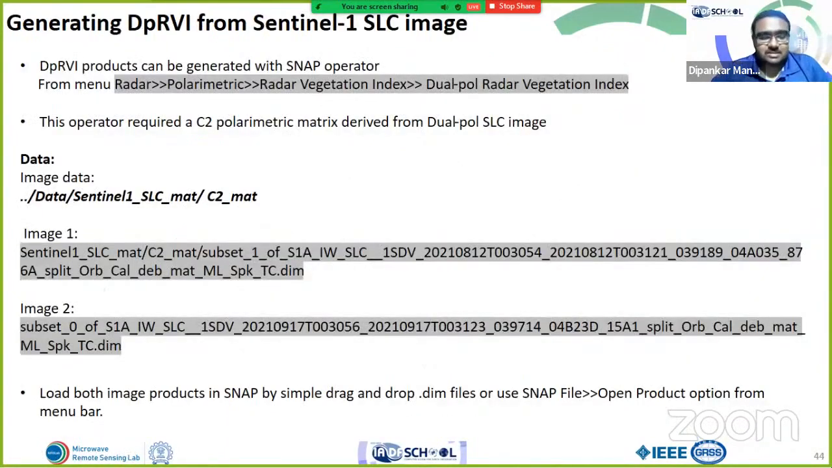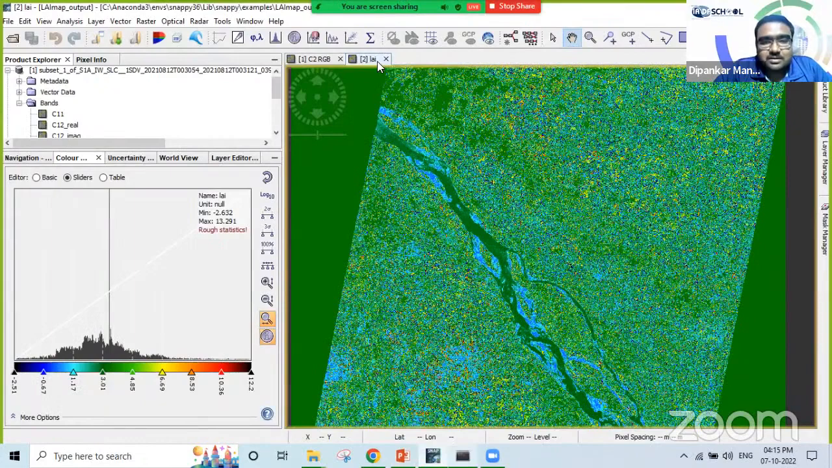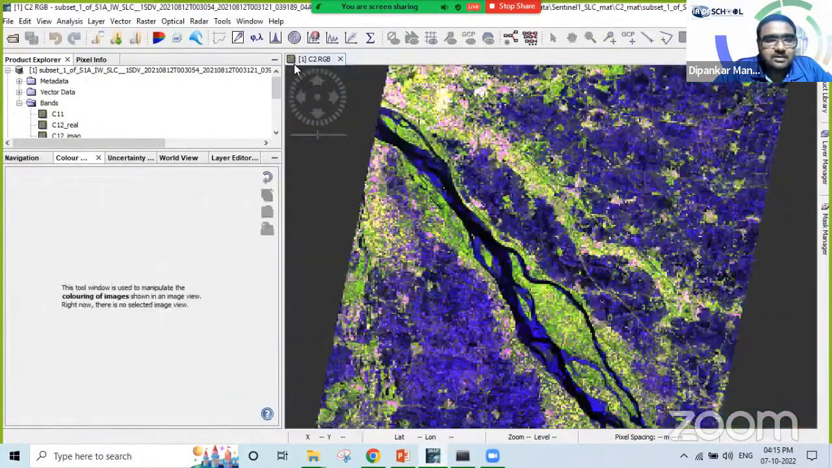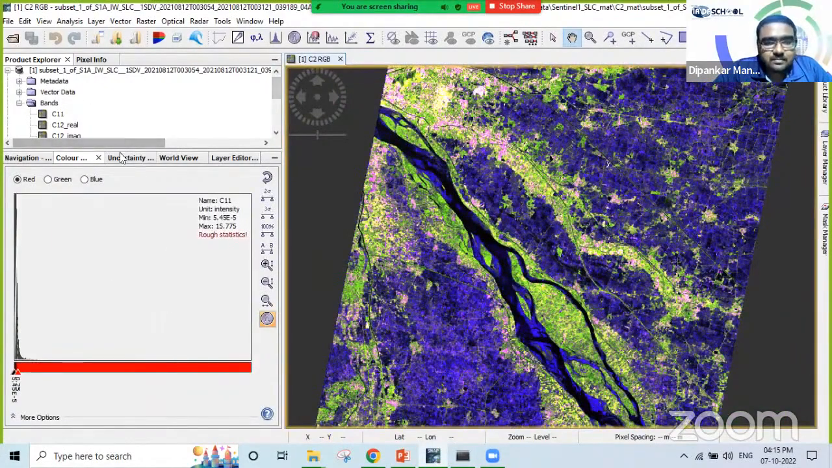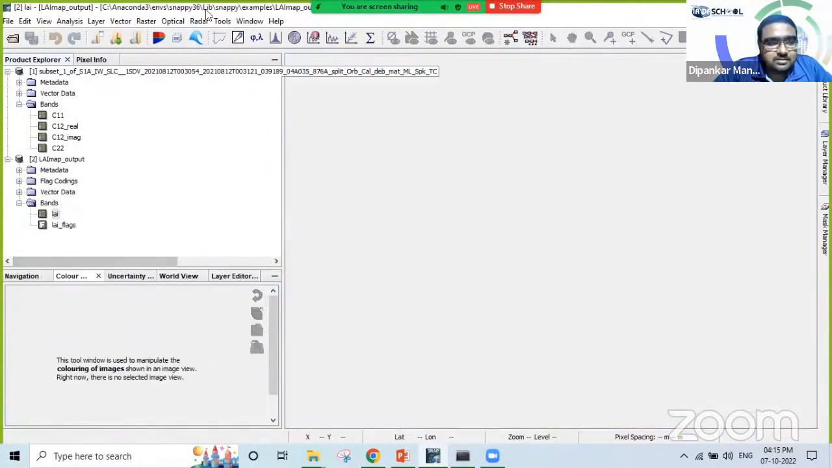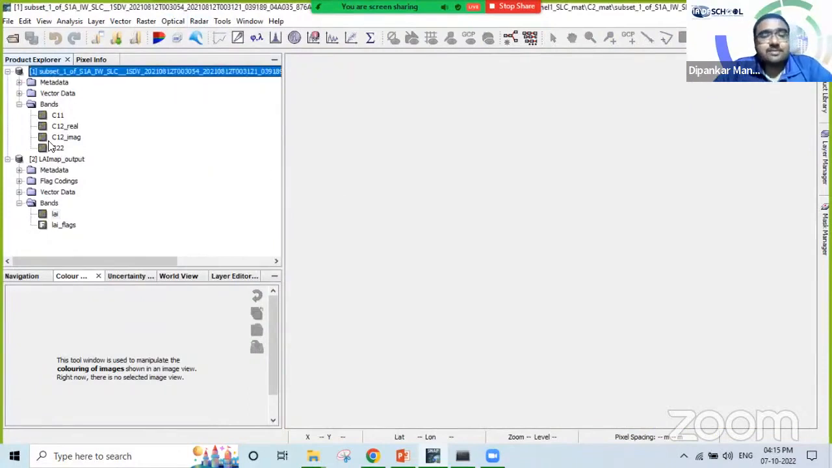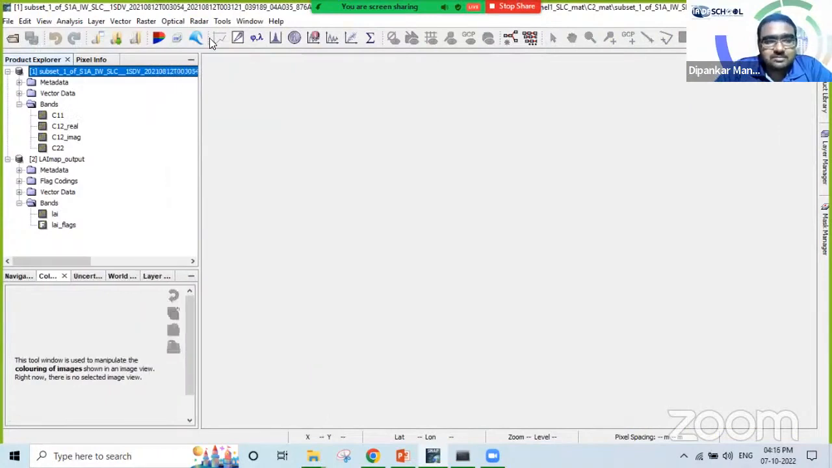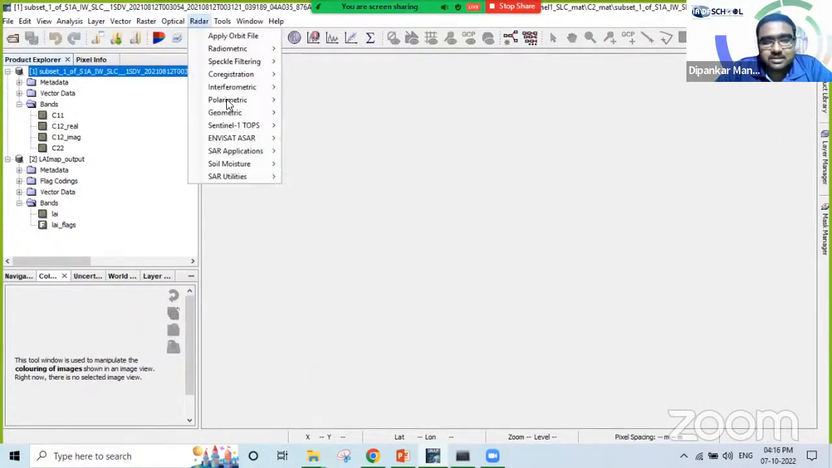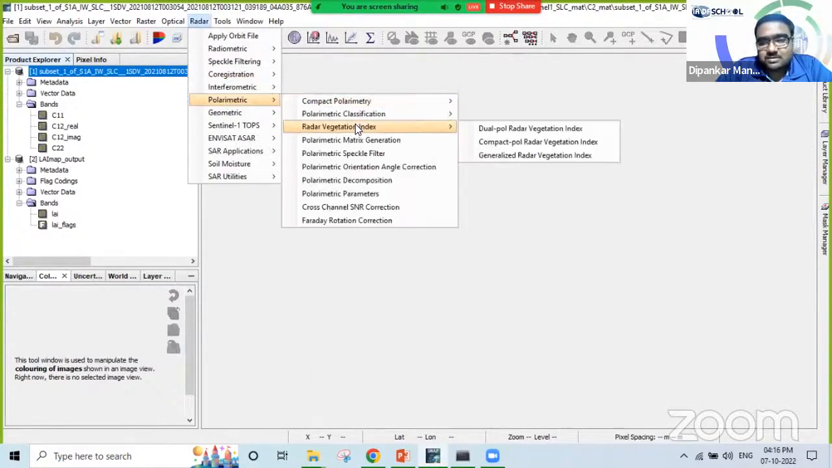We can generate these images using SNAP, or we can utilize our own codes. Currently in SNAP, we have a dedicated option in the toolbar. As you can see here, under Radar, for that we need a pre-processed C2 matrix generated from an SLC product of Sentinel-1. We can process it from Radar, Polarimetric, Radar Vegetation Index. In that we have the dual-pol radar vegetation index.